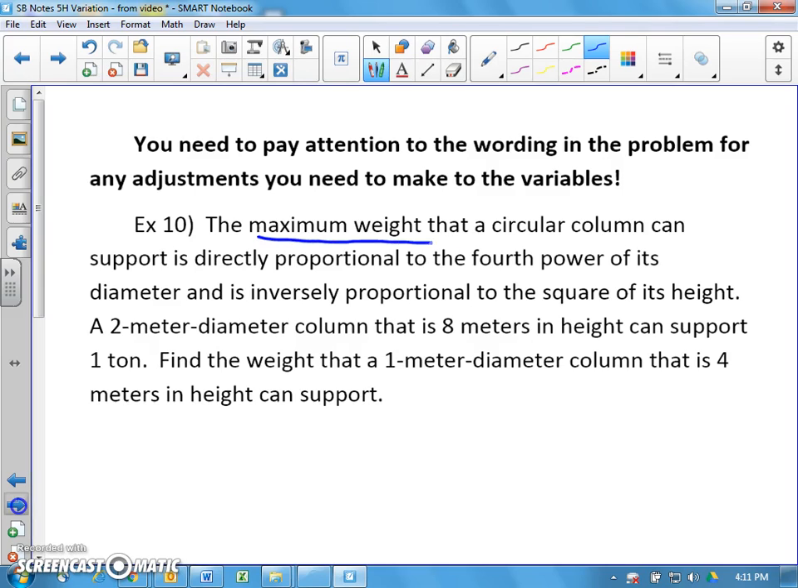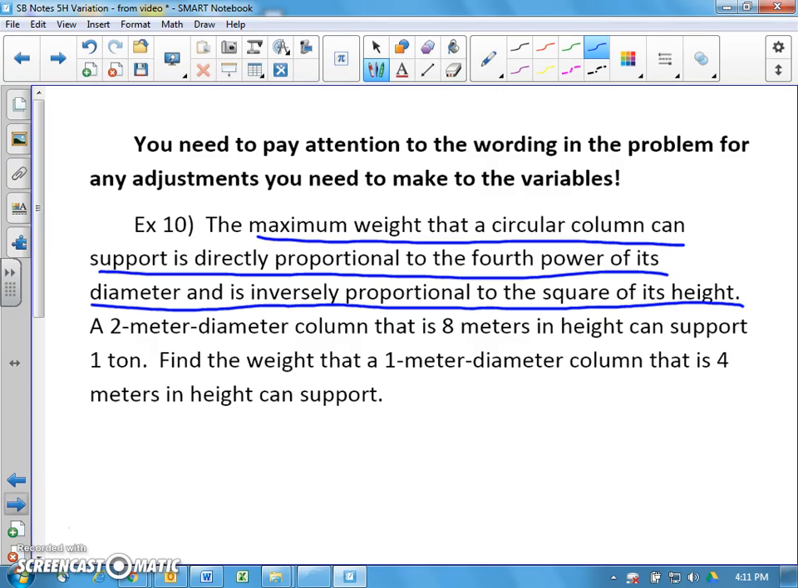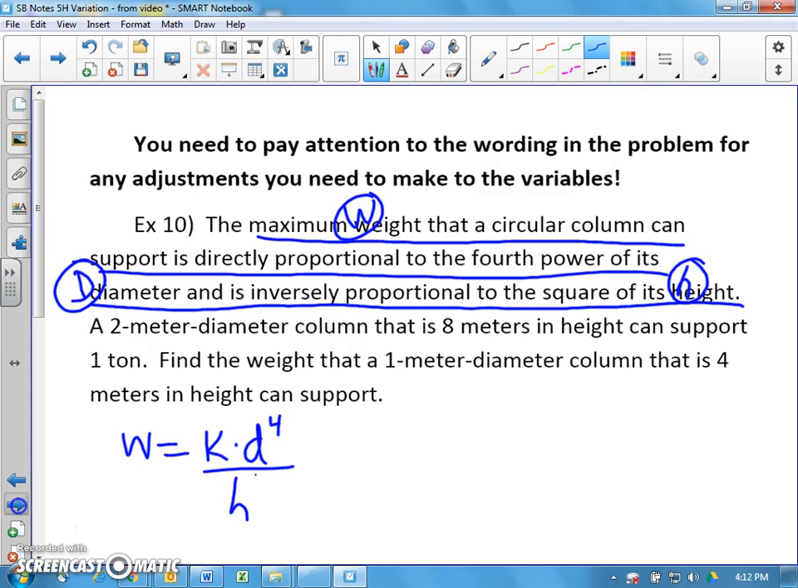The maximum weight that a circular column can support is directly proportional to the 4th power of its diameter and inversely proportional to the square of its height. We're going to translate that into the general form. I'm going to use W for my weight, D for diameter, and H for height. So it tells me that the weight is directly proportional, so K times the 4th power of its diameter, D to the 4th power, and inversely proportional to the square of its height. So H squared is going to go on the bottom. You always keep these things together.